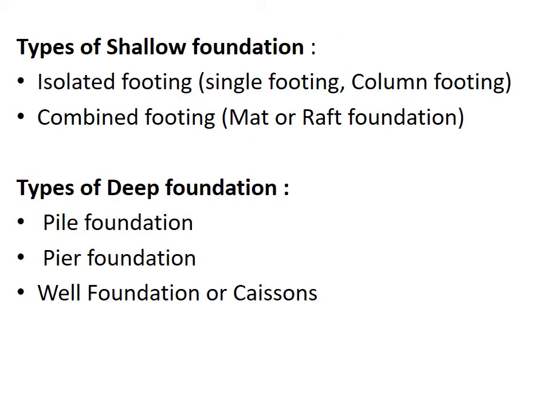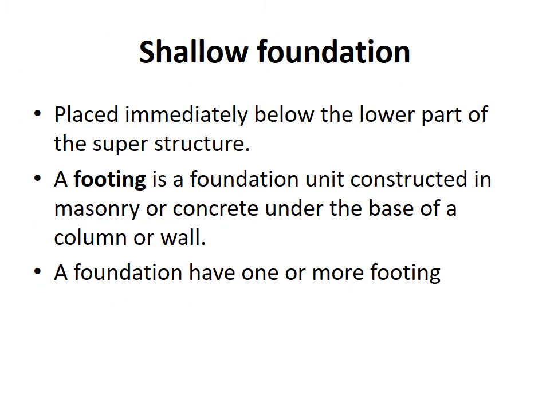The different types of shallow foundation are isolated footing, which includes single footing, column footing, etc., and combined footing, which includes mat or raft foundation. The different types of deep foundations are pile foundation, pier foundation, well foundation, or caissons. In this presentation, we will be mainly dealing with shallow foundation.